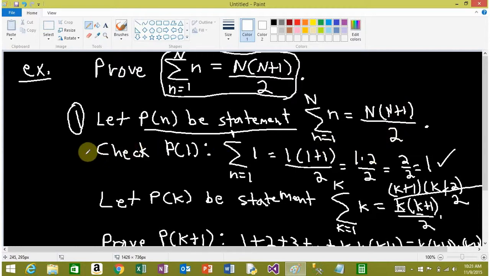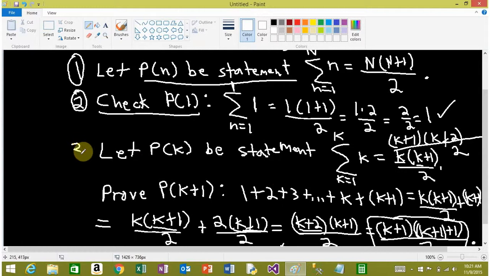And then the next step, we're going to check P of 1, because that's our first natural number, n equals 1. And so we just replace the little n with 1. And we know that n equals 1, our upper limit's going to be 1, because we're just adding one number and we should get 1. And we did it on the other side and we saw both sides are equal, so we got 1. Just substituting n equals 1.